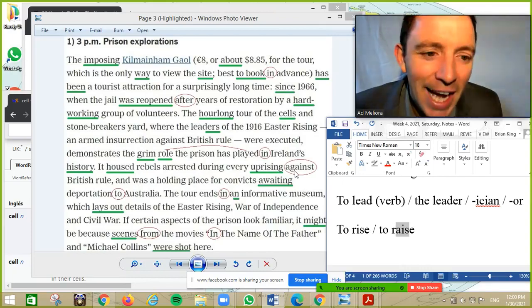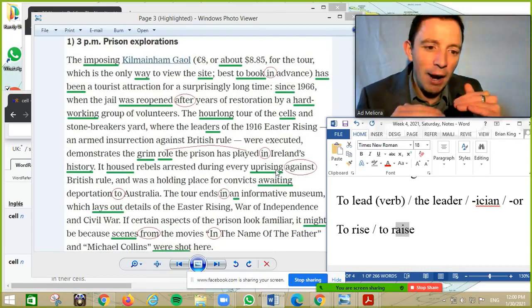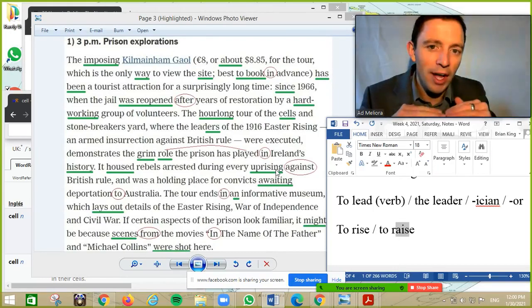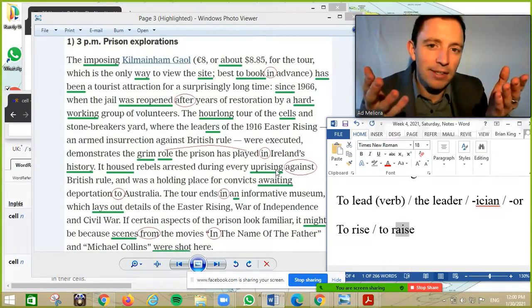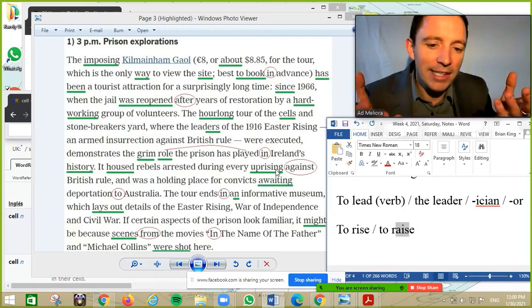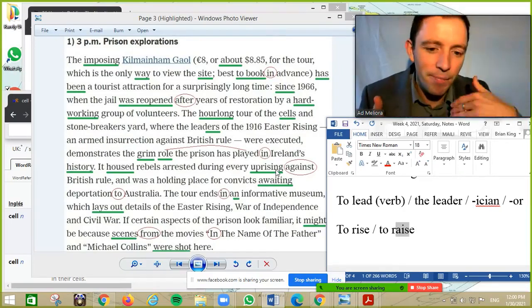And the preposition against is contra. Okay, so the people are maybe very depressed, very low, and they rise. Okay, they appear, and that's the significance here. Against, contra.